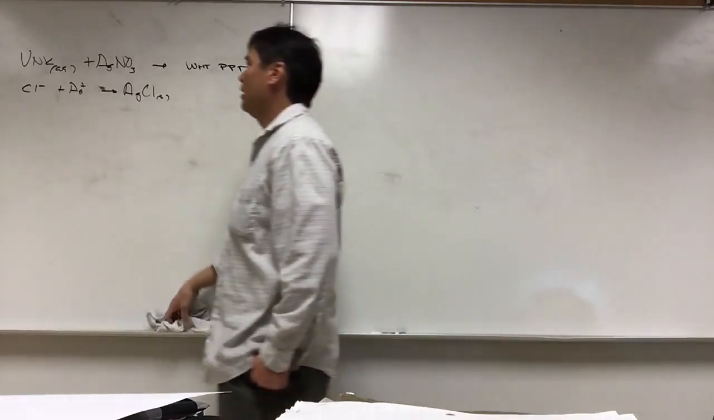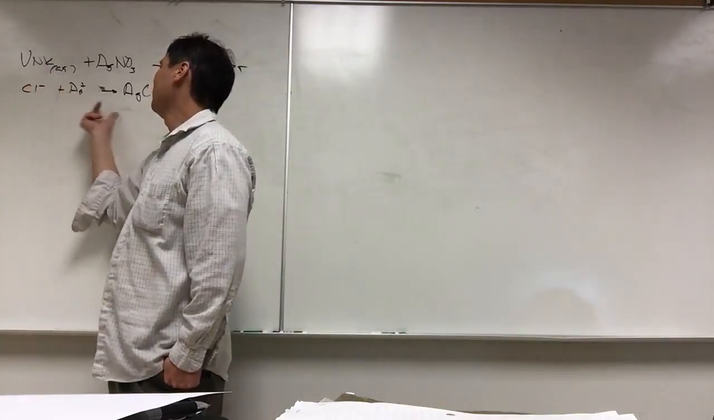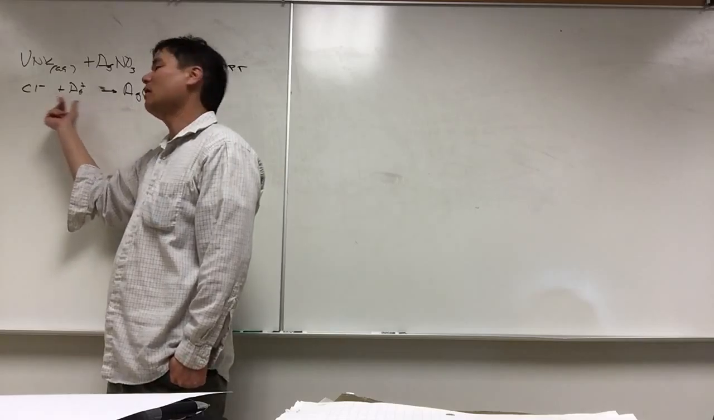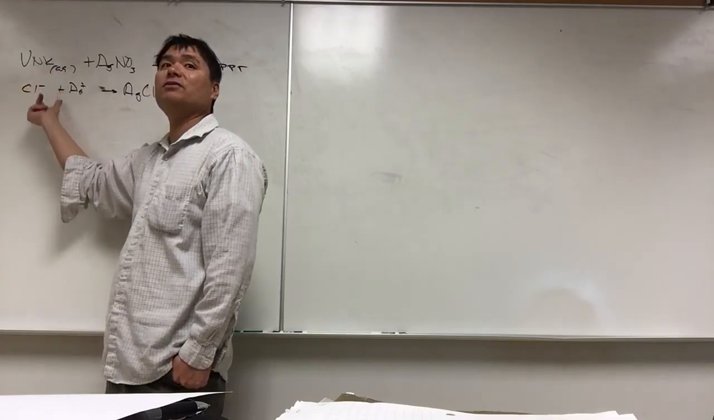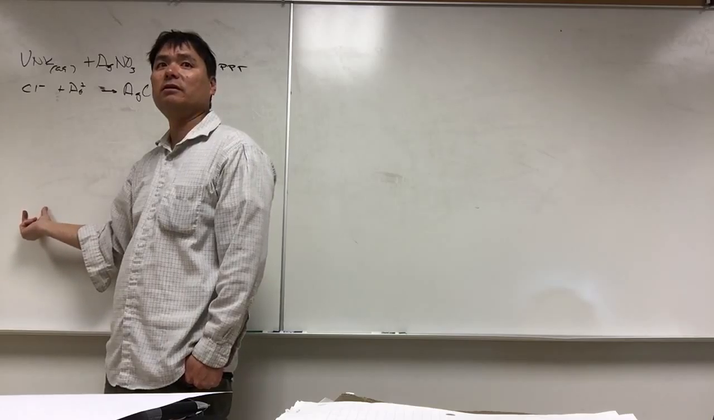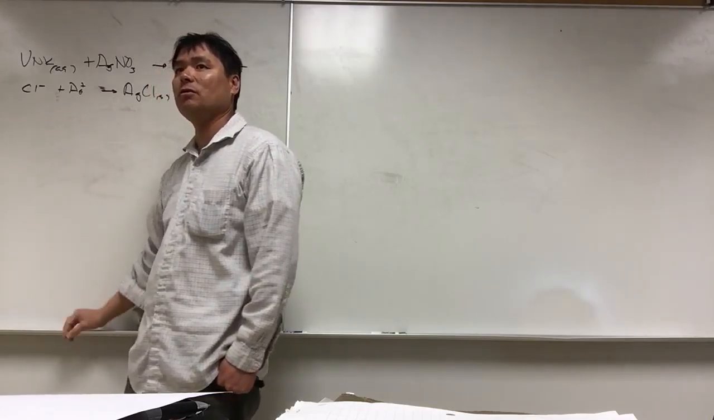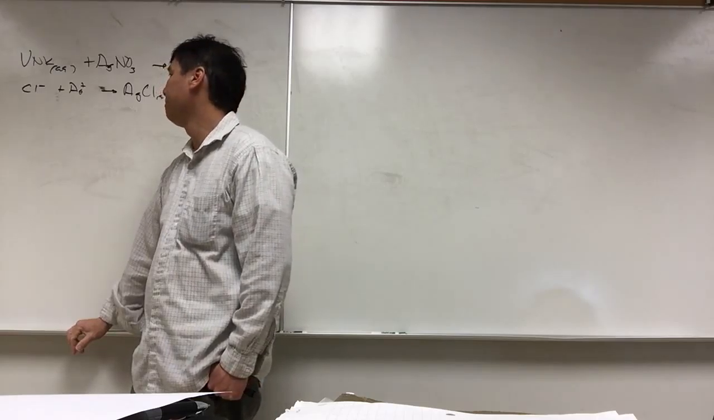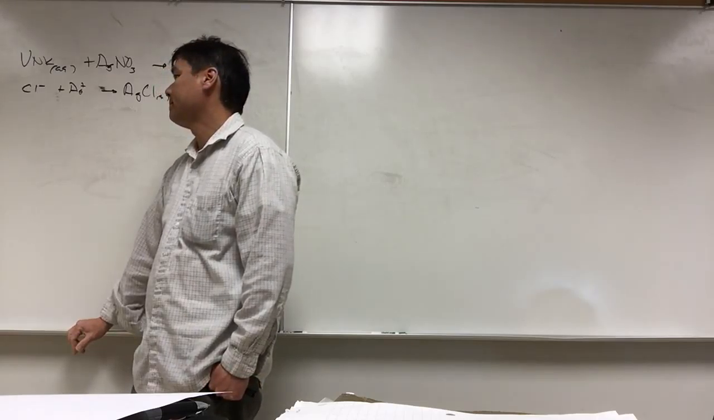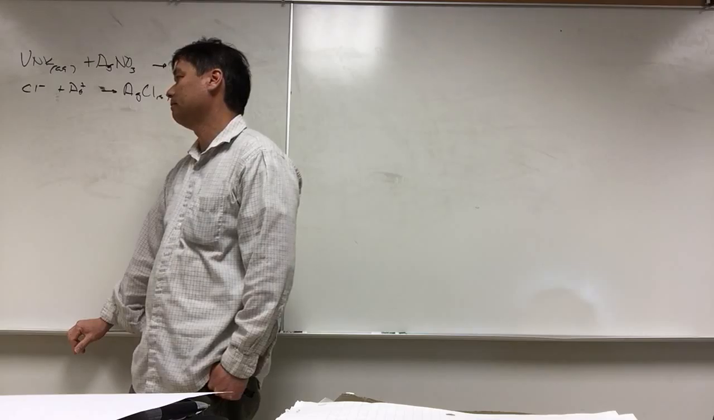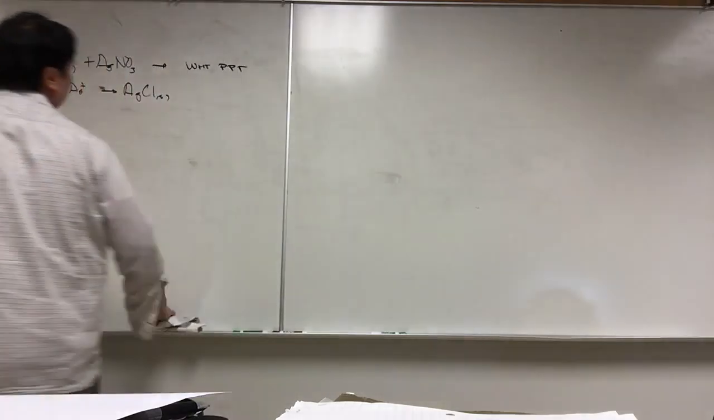So if we know that our unknown doesn't have certain things, then we end the test here. If our unknown could potentially have those, then we do subsequent confirmatory tests to make sure that it was indeed chloride. All right, what's next? Bromide.